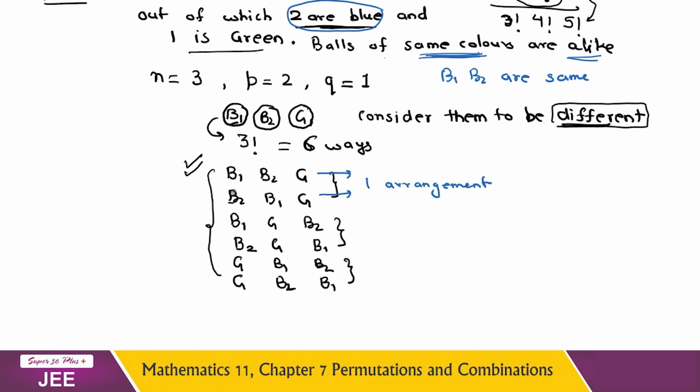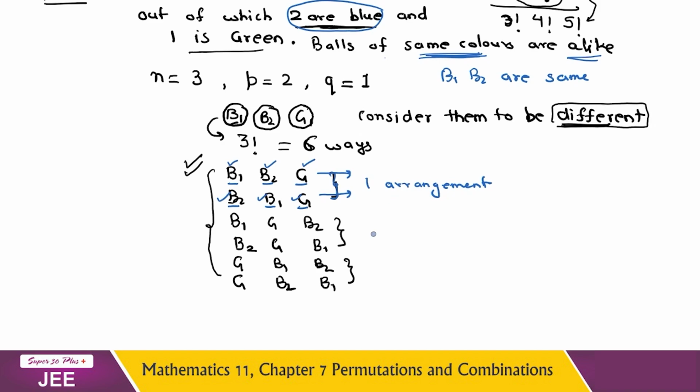Why? Because in this arrangement we have blue, blue, green, and this arrangement also tells us the position blue, blue and green. When things were different, we said that in permutation order matters. So B1 B2 G and B2 B1 G were two different arrangements. But when things are alike, this is also blue, this is also blue, and this is green. And in the second case also, this one is blue, this one is blue, and this is green. So basically I am saying the same arrangement two times. So it doesn't make it two arrangements. The arrangement is going to stick to one.